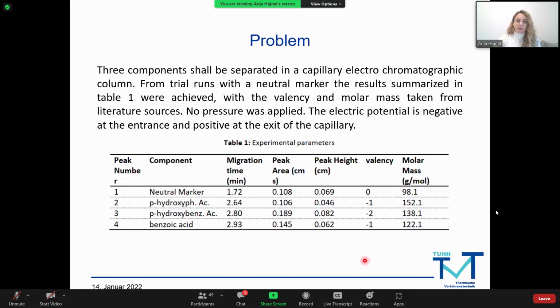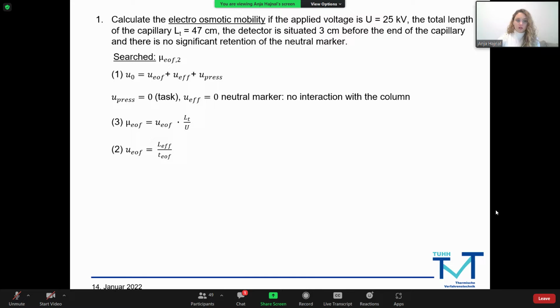There was no pressure applied in this process. The electric potential was negative at the entrance and positive at the exit of the capillary. So now, the task 1. Maybe actually before I read this, you can go ahead and open your PDFs and read the first page. And then in 2 minutes, we do it together.